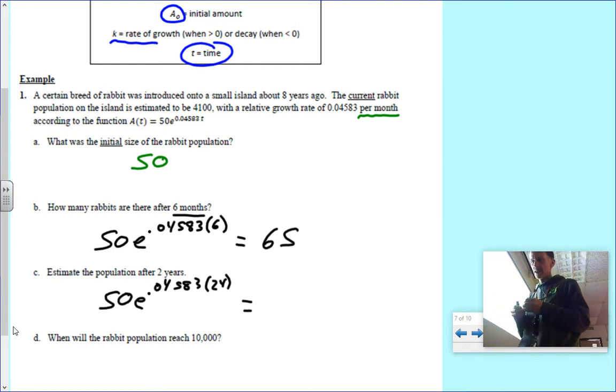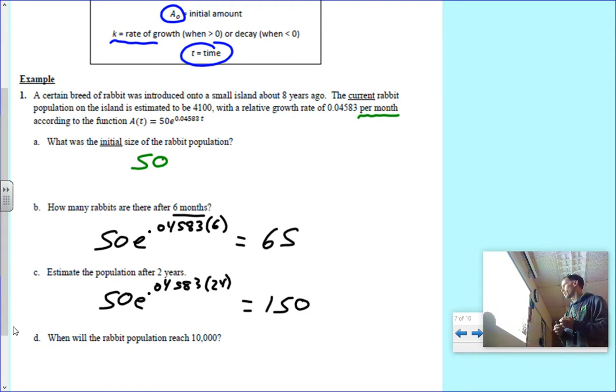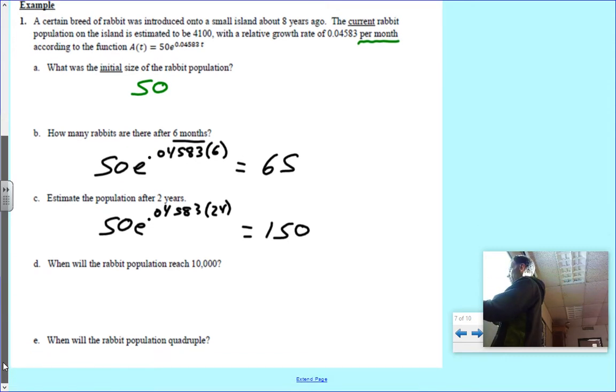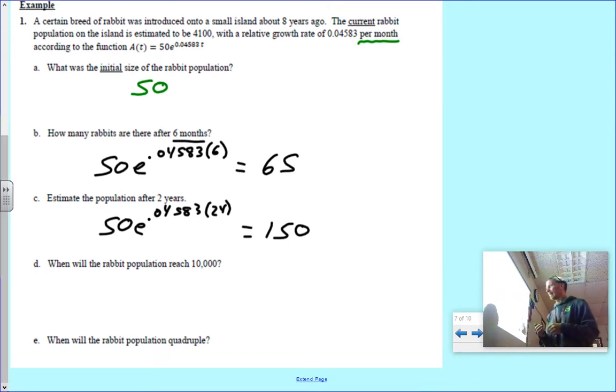And then if you type that into the calculator, you end up getting, again, it's not a clean number, but when you get rid of the decimal point, it ends up being 150 rabbits. Those are what I call plug and chug questions, when you're just plugging in the time value and letting the calculator do the work. Letter D and E, however, are different kinds of questions.